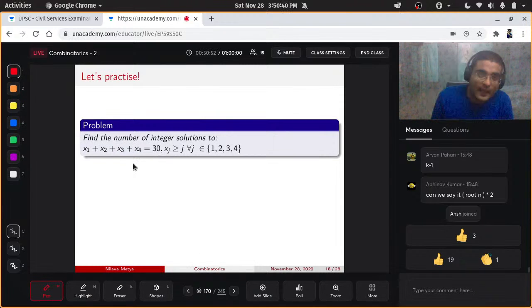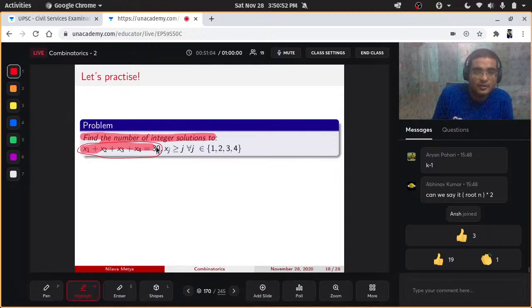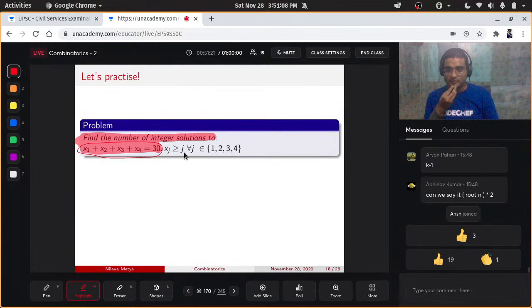So find the number of non-negative integer solutions to this equation. Now this part is fine with you, right? Till here you can do. But I'm giving you the additional condition that x1 will be at least 1, x2 will be at least 2, x3 will be at least 3, x4 will be at least 4. What can you do? Can you give me some ideas?